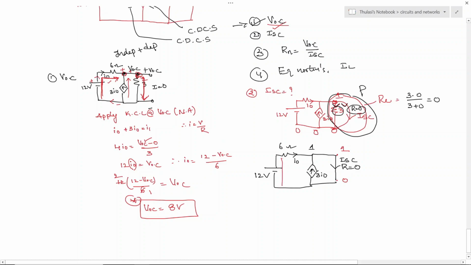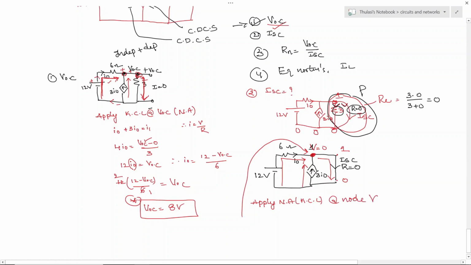The current in this branch is already known, the current in this branch is already known, and the current in this branch is also known. So let's assume this as the node. When you short circuit here, the voltage across this point is 0. So now directly I'm going to apply nodal analysis at this point, that is nothing but applying KCL at node V.